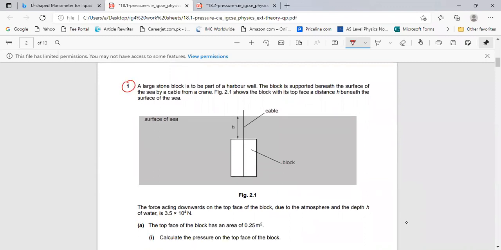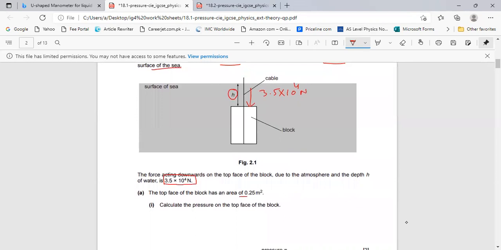So let's first read question number 1. A large stone block is to be part of the harbor wall. The block is supported beneath the surface of the sea by a cable from a crane. Figure 2.1 shows the block with its top surface at a distance h below the surface of the sea. The force acting downwards on the top of the block due to the atmosphere and the depth h of water is the total force, which is 3.5 times 10 to the power 4 Newton. The top face of the block has an area of 0.25 meters squared.